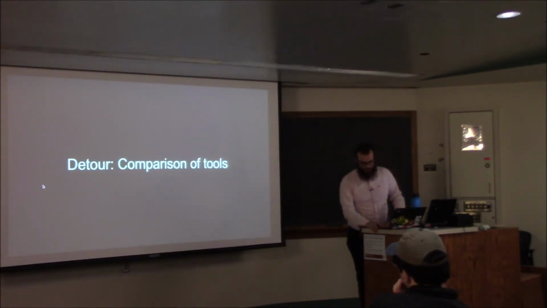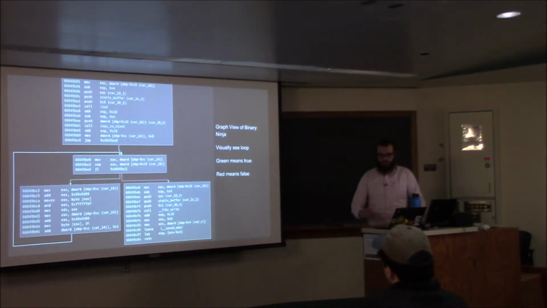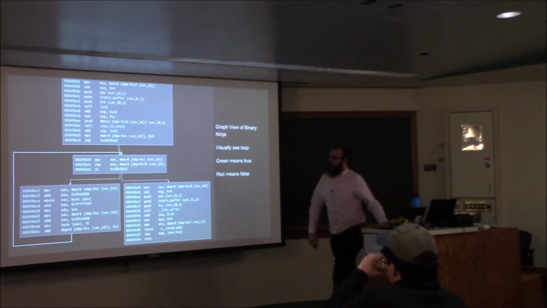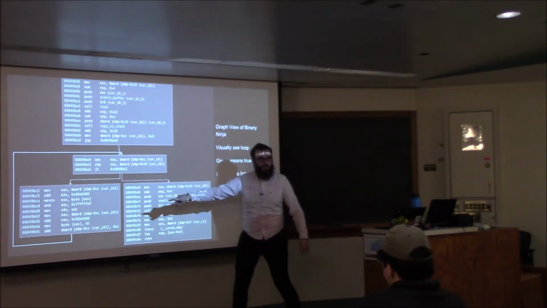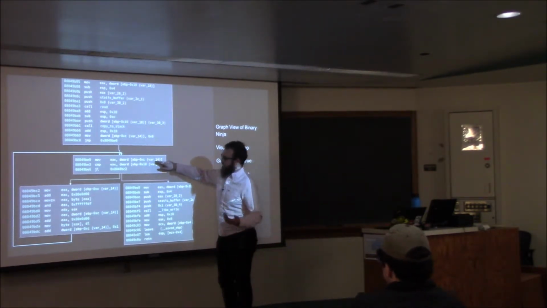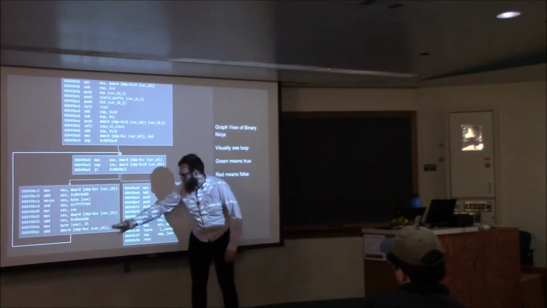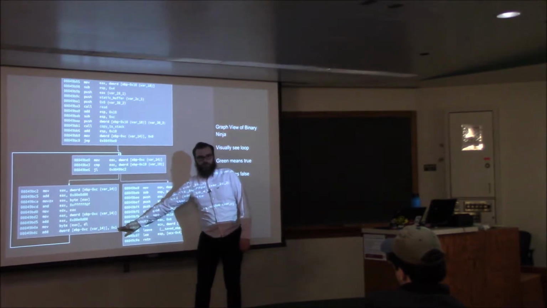So, a detour, which is a comparison of all the tools. So this is Binary Ninja. This is the graph view. I'll get to exactly what each of these things mean in a second, but visually it shows you there's a nice little loop. And if you have a variable, we'll call it variable 14, and we compare it against a different variable, and then at the very end, we increment that variable by 1.